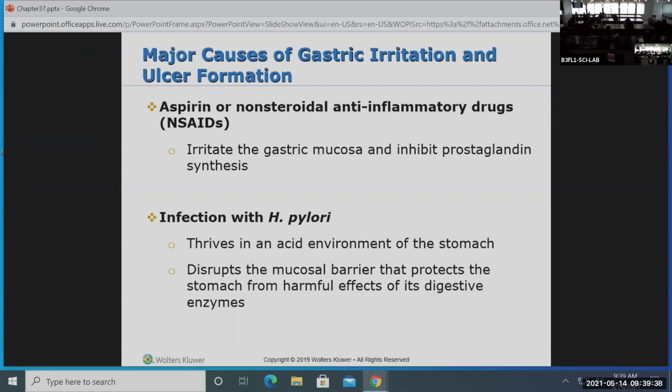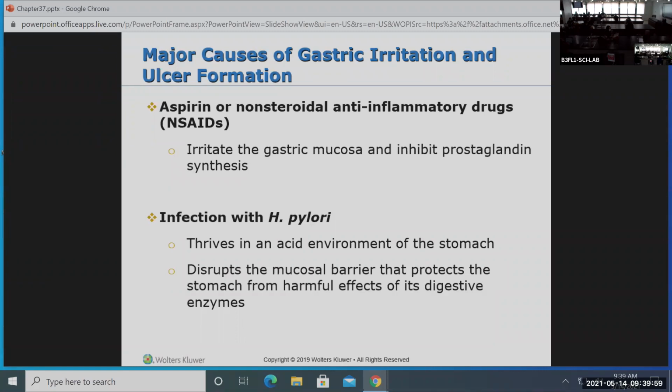Is it clear? But it is very important. If somebody is taking aspirin or any painkiller, they might suffer from gastric irritation, and that might lead to ulcer formation.